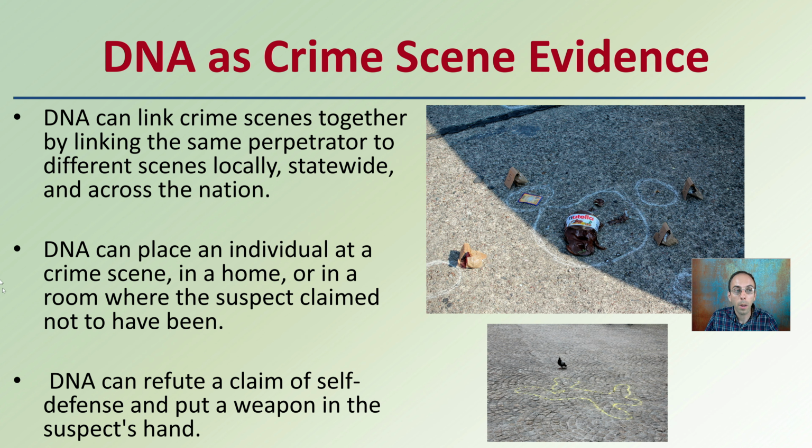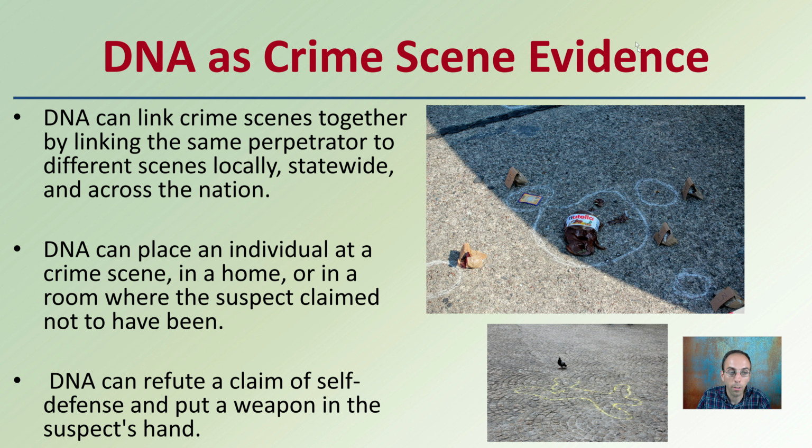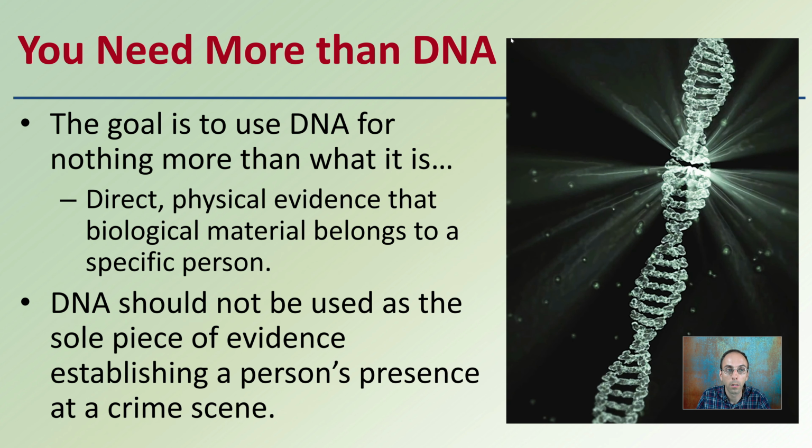Now, DNA as crime scene evidence. DNA can link crime scenes together by linking the same perpetrator to different scenes locally, statewide, or even across the nation. DNA can place an individual at the scene, in a home, or in a room where the suspect claimed not to have been. DNA can refute a claim of self-defense and put the weapon in the suspect's hand. It's a great way to be able to determine if someone left their DNA, they were once there. It doesn't necessarily mean they were there at the time of the crime scene, but it does provide substantial evidence to suggest that they were present at some point in that area.